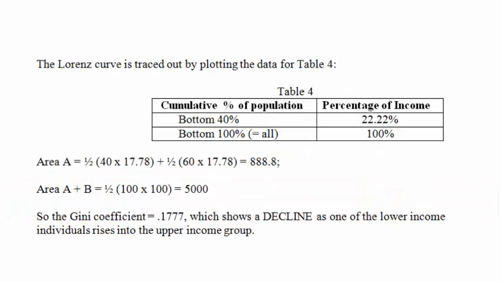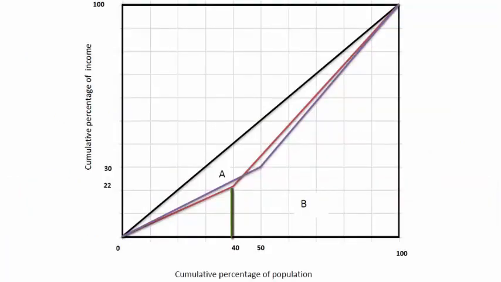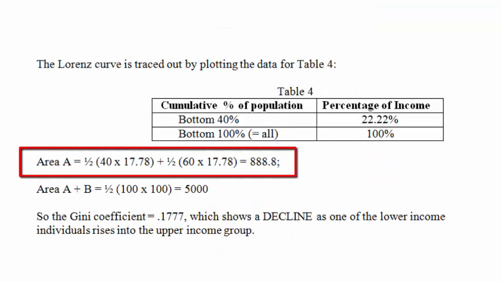And if you were to plot the curve, you should be able to plot 40 on the horizontal axis and 22 on the vertical axis. Locate that one point and then trace the 2 line segments that pass through that point from the bottom 0, 0 coordinate to the top 100, 100 coordinate. And then the area A will be defined by those 2 straight lines. We can calculate area A. It's going to be 889.